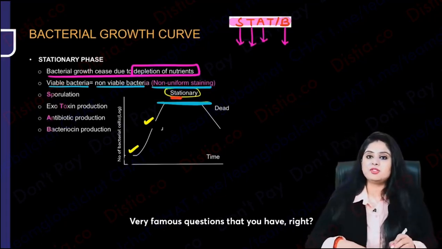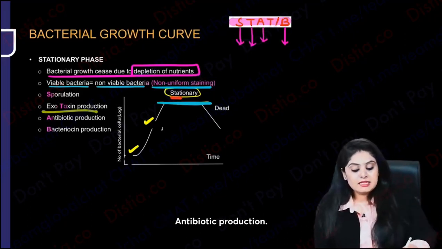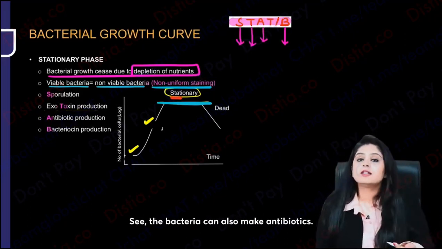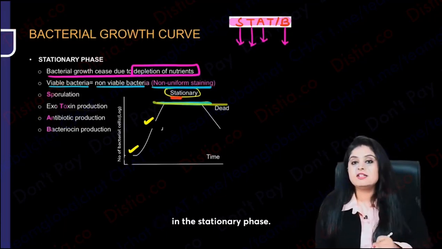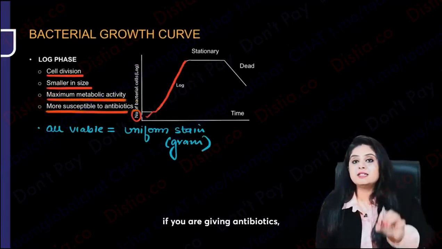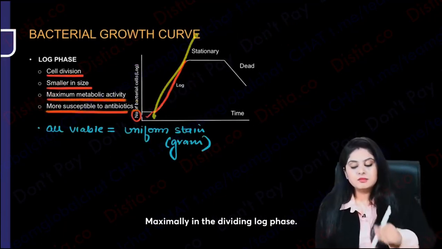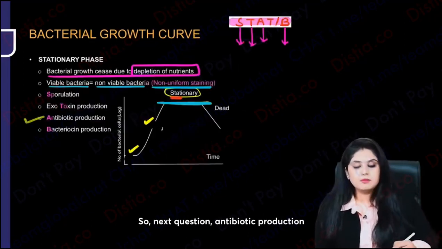Very, very famous questions that you have, right? Now, I want to add up over here. Antibiotic production. See, the bacteria can also make antibiotics. Antibiotic production is happening in the stationary phase, whereas maximum susceptibility to antibiotics, if you are giving antibiotics, where will it go and kill? Maximally in the dividing log phase. Okay, so next question. Antibiotic production, I've understood.